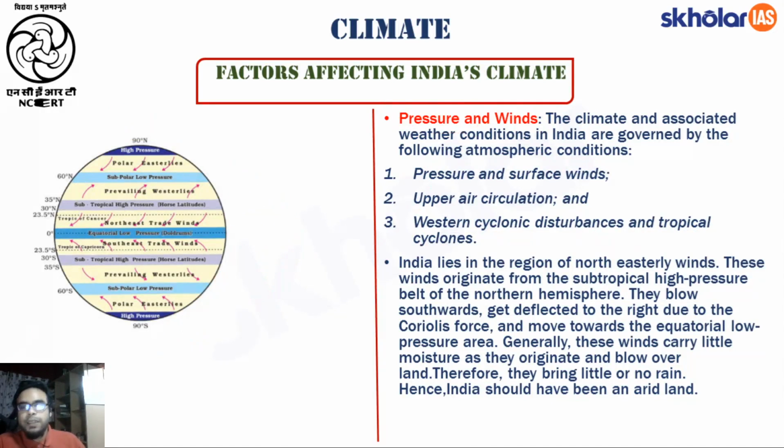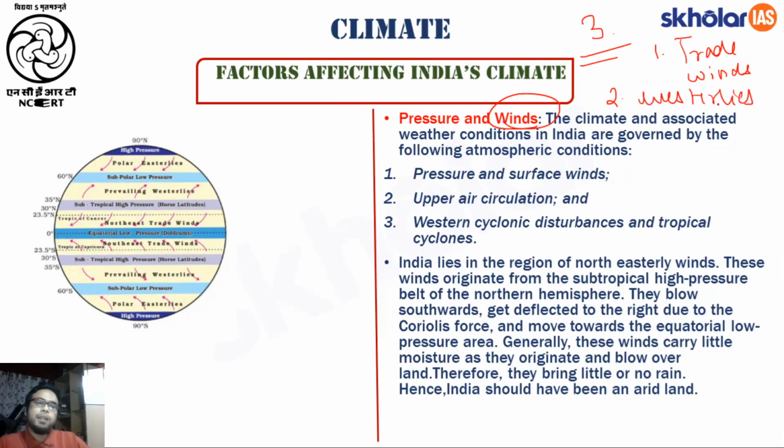Now we have to understand these wind systems of the world, right? So how many winds do we have? On the surface of the earth throughout the year, 3 winds blow. Firstly, we have the trade winds, then number 2 the westerlies, and number 3, what do we have? We have the easterlies, right?